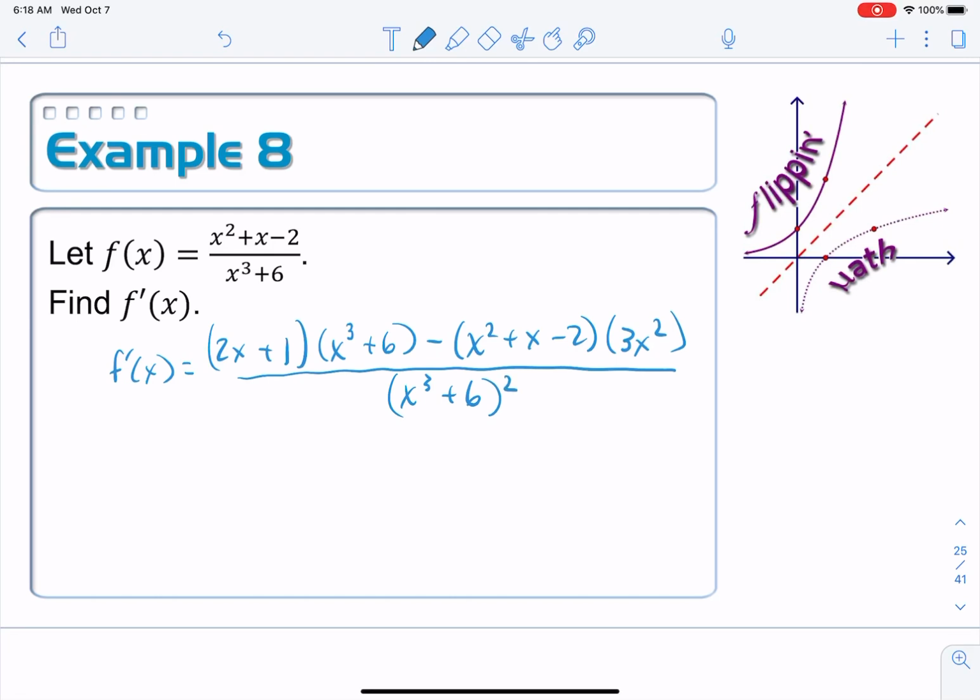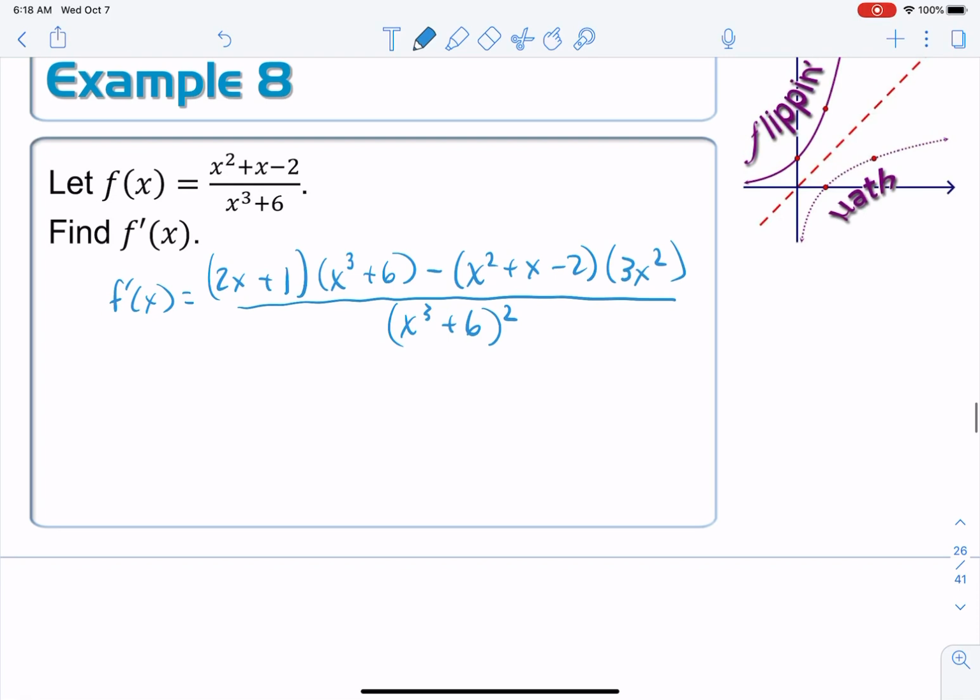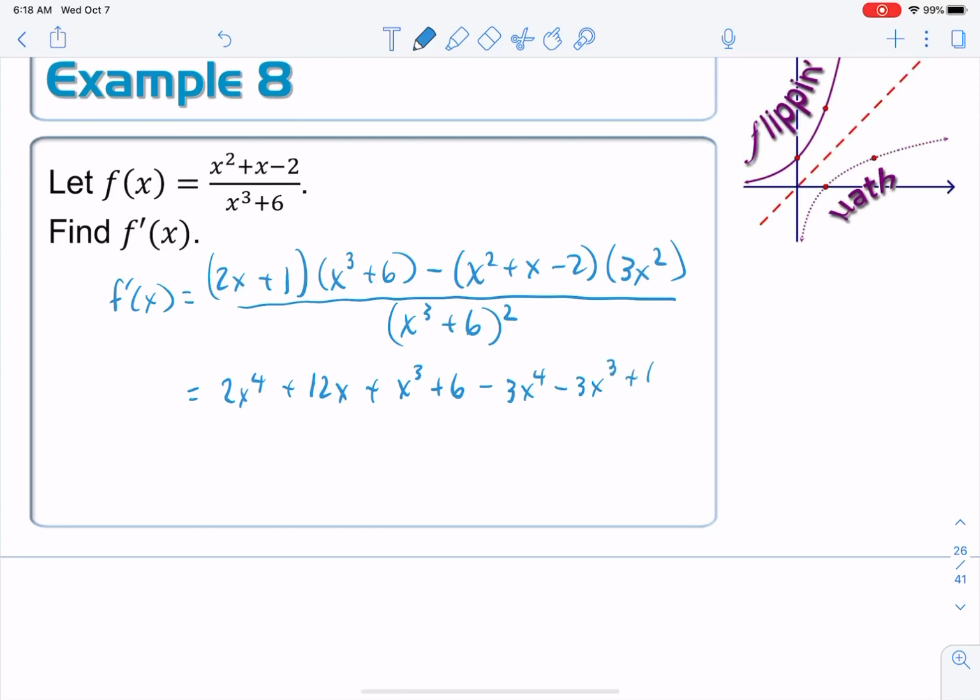Should we expand out that denominator? No. Instead, though, we do need to clean up the numerator. So we'll have to do some FOILing here. So 2x times x cubed would be 2x to the 4th plus 2x, and then plus x cubed, and then plus 6. And then here we'll have to distribute both a negative sign and a 3x squared. So that would be a negative 3x to the 4th and a negative 3x cubed, and then a positive 6x squared. All of this over stuff squared.